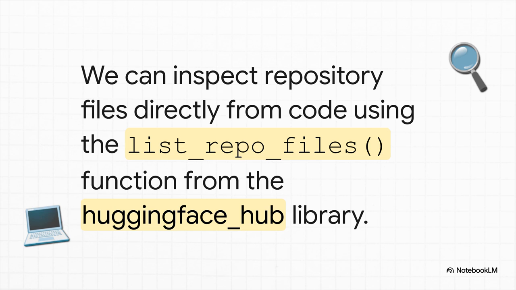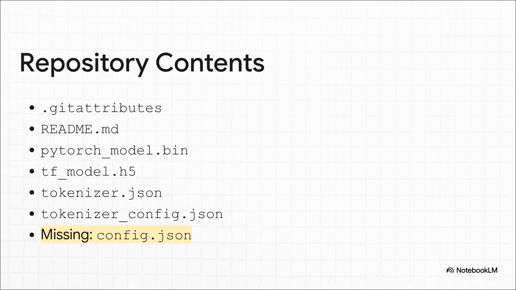Well, it's time to bring in a special tool from our detective kit. There's a handy little function in the Hugging Face hub library called list_repo_files. It lets us peek right inside that model repository. It's basically like getting a search warrant for our investigation. So we run that function, and what do we get back? A list of all the files.